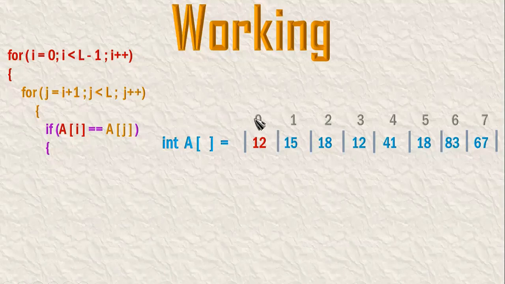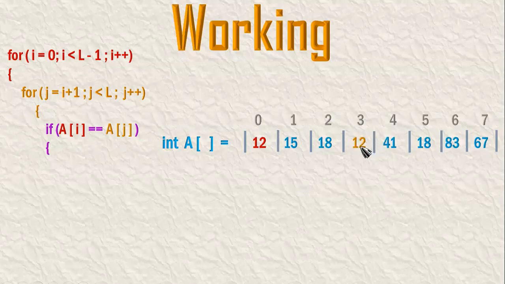Here i is 0, element at i is 12. So j will be 1. At 1, 15 is available, so these are not equal. So it will move to the next j value, that is 2. So 12 and 18 will be compared. Again, this is not true. Now j will be 3. These both are equal now.